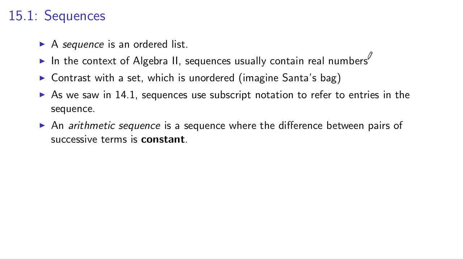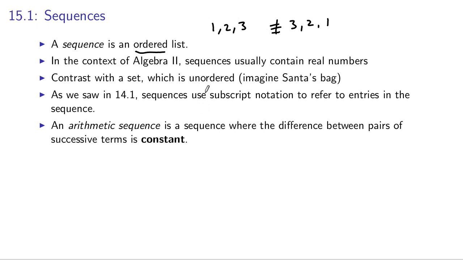Algebra 2, Chapter 15, Section Sequences. A sequence, in the context of mathematics, is an ordered list. Okay, so it's got order. In other words, the sequence 1, 2, 3 is not equivalent to 3, 2, 1. The order matters. And when we're talking about sequences in this class, we're going to be talking about sequences of real numbers, but we could put any kind of object in our sequence.